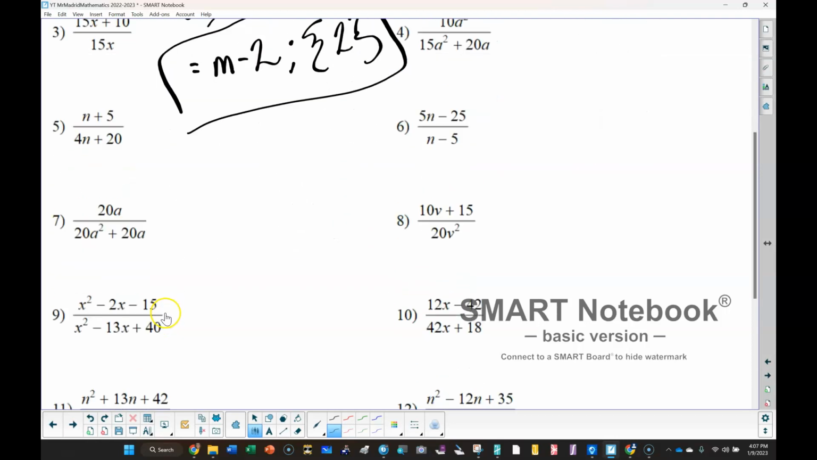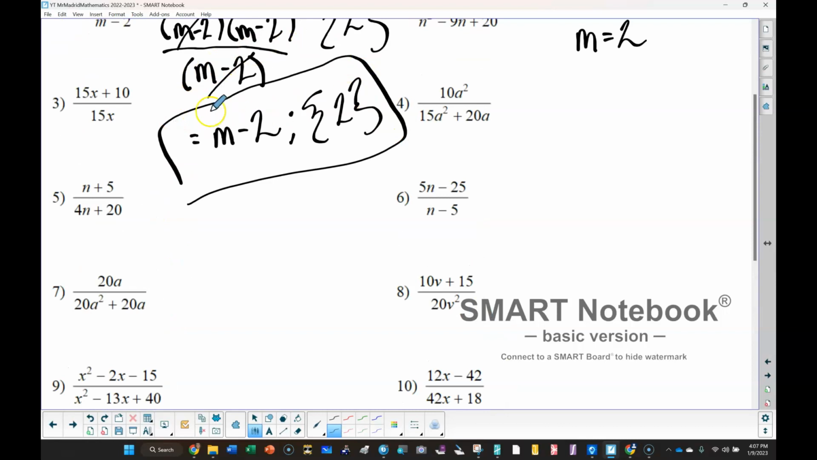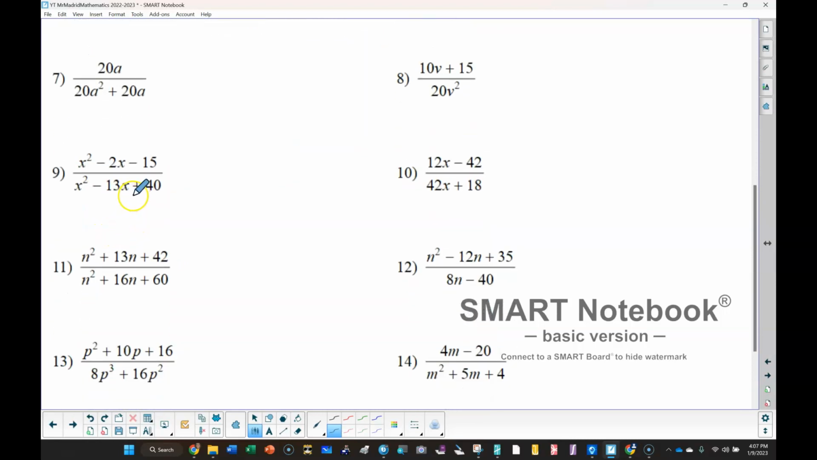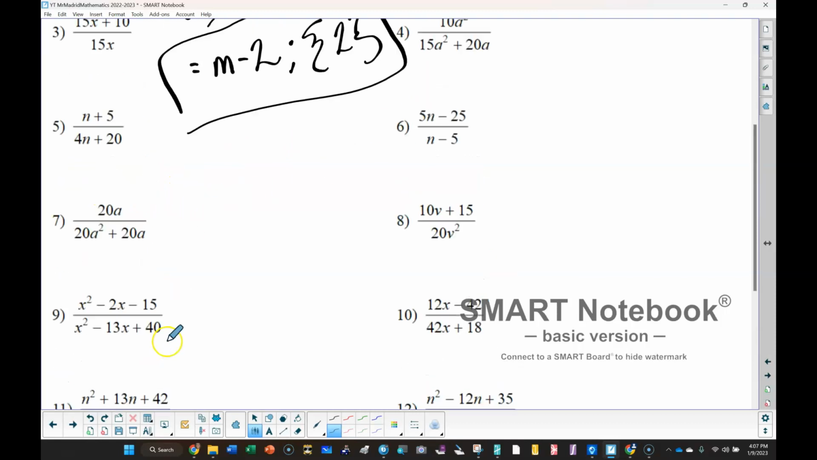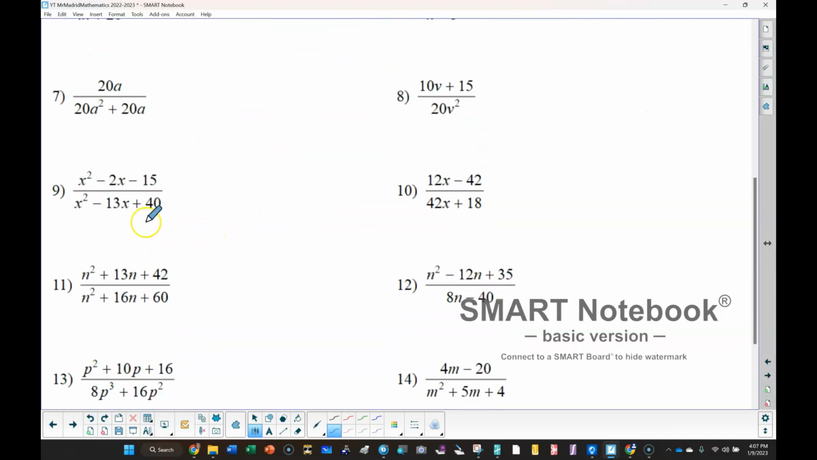Let's go ahead and pick up the pace here. All these problems should be at the same level, and then at 9 it gets a little tougher, just a little bit. So let's go ahead and do number 9. Again, we're looking for the excluded values first, so we don't forget.